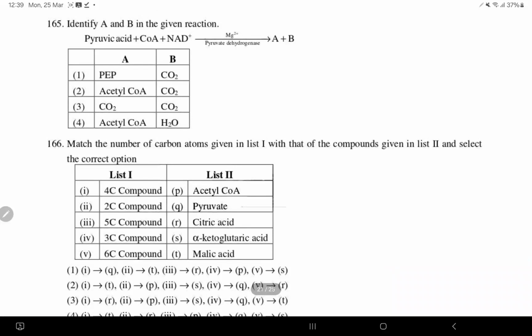Identify the A and B in this reaction. Acetyl CoA plus carbon dioxide. Option 2 is right. This is the link reaction. We also call it pyruvate decarboxylation.